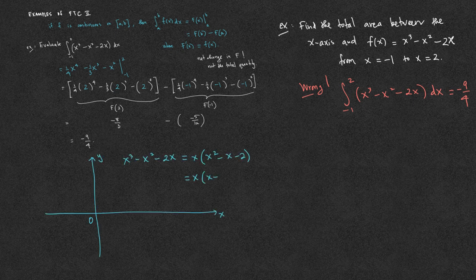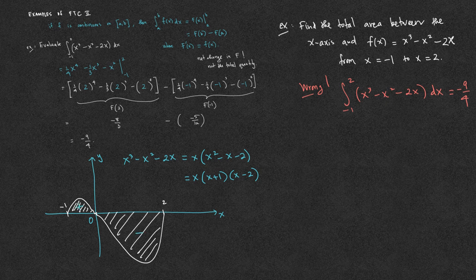We can't possibly think that the area is negative. If we factor this function, x cubed minus x squared minus 2x, we see that there are 3 x-intercepts: -1, 0, and 2. This is the graph of x cubed minus x squared minus 2x. There are 2 regions, one above the x-axis and one below the x-axis. The region above the x-axis will have a plus sign, and below will have the negative sign.